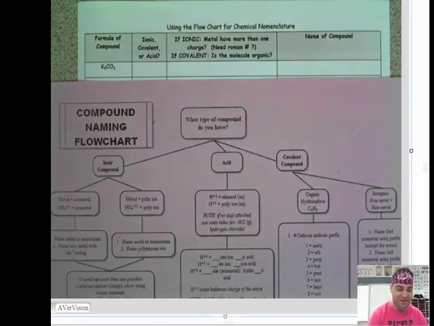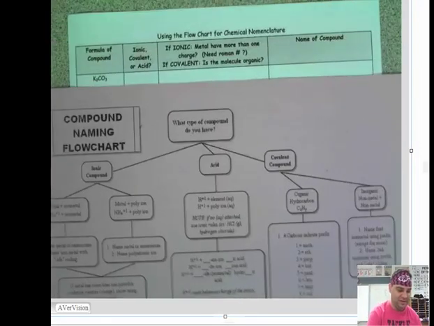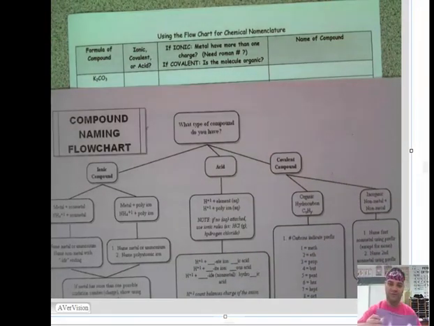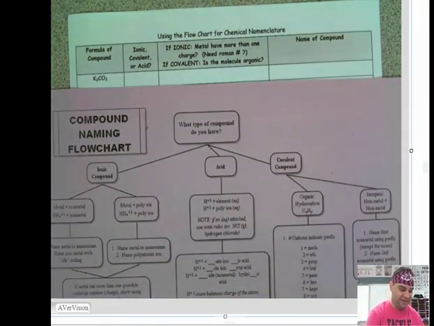Mr. Harridan here. Today I'm going to teach you how to use the compound naming flowchart that you get to use on the first quiz. This will be provided for you on the first quiz. It just won't have any examples of polyatomic ions on it. You'll also be given the usual periodic table as well. And then hopefully you have your polyatomic ions memorized.